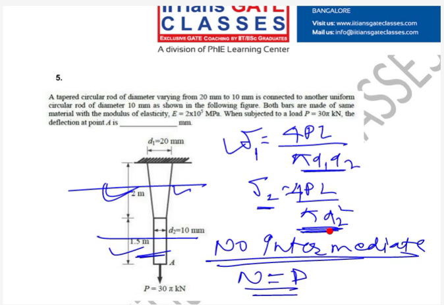So suppose this is length L1 and this is length L2. L1 is 2 meter, L2 is 1.5 meter. Guys, solve this problem. Find out the total deflection at point A. So what will be delta A? My delta A will be delta 1 plus delta 2. P is given as 30 pi kilonewton.